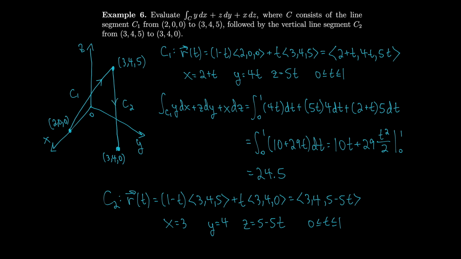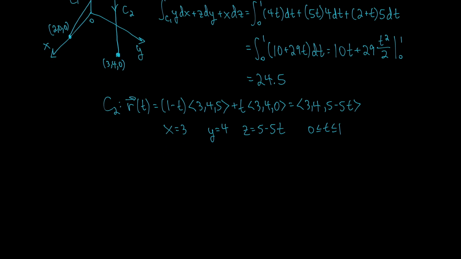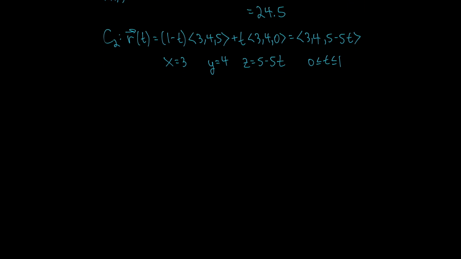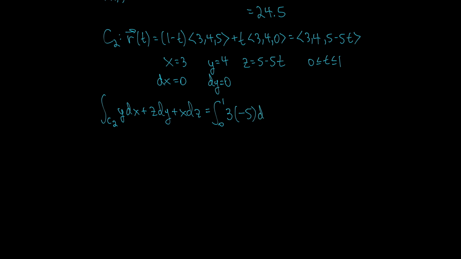So now we parametrize this guy. So we can write our line integral now. Oh, well, by the way, notice dx is 0 and dy is 0, because these are constants. So 2/3 of our line integral is about to disappear. So the line integral of y dx plus z dy plus x dz is just going to be the line integral of x dz. So that's the integral from 0 to 1 of 3 for x times minus 5 dt for dz, and that's just negative 15.